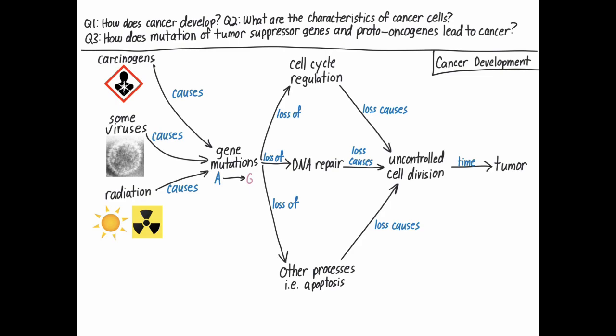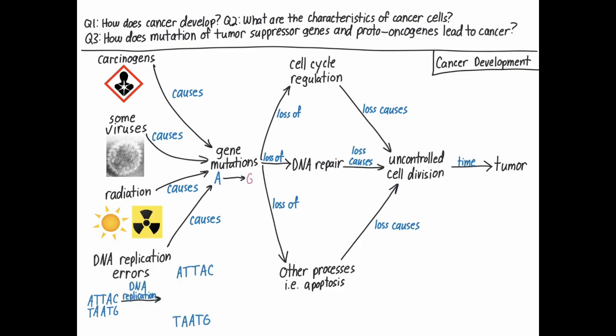However, most mutations are caused by naturally occurring errors in DNA replication, because the enzyme that carries out DNA replication is not perfect. When DNA is replicated, each strand is separated and used as a template for the synthesis of the new strand. But if the wrong nucleotide is placed in one of the new strands, a mutation occurs. So what causes cancer, ultimately, is anything that can cause a mutation.